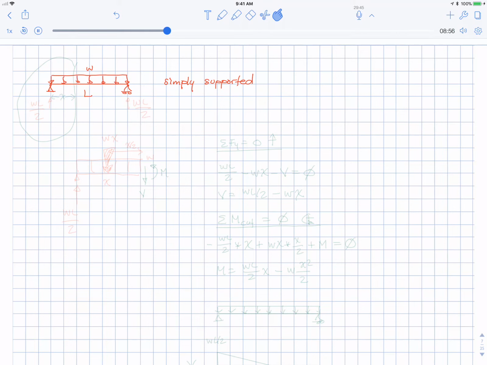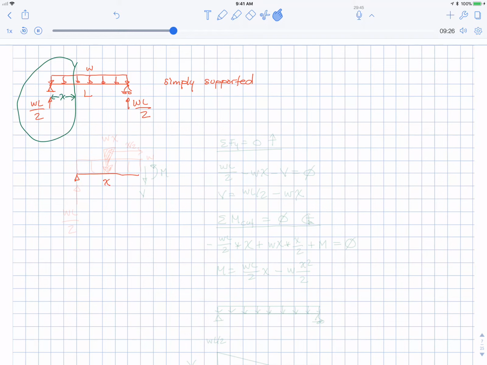I'm going to just do the statics for you. The total load is the area of that rectangle, which is W times L. It's symmetric, so you get half on each side. Okay, let's take a cut, close the loop, and set this distance to X. I'm going to redraw the free body diagram.